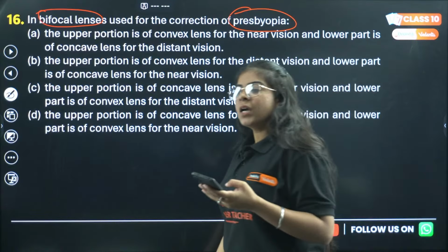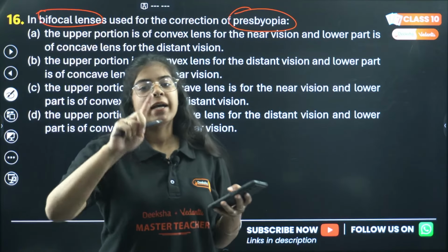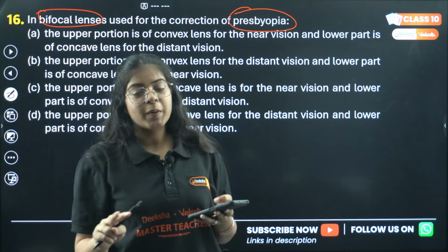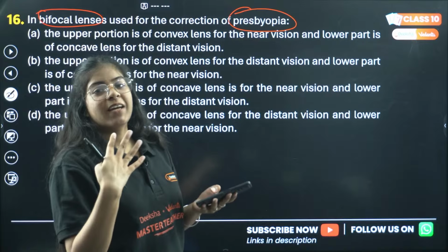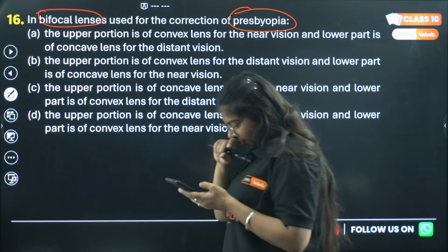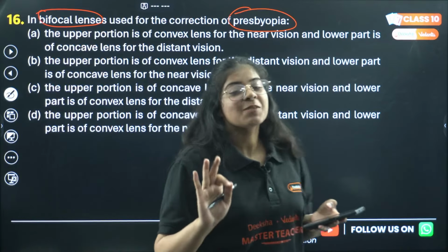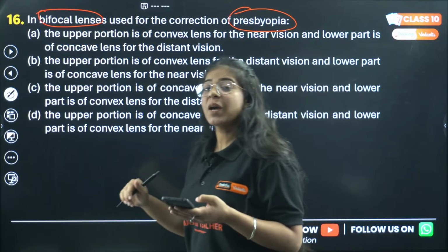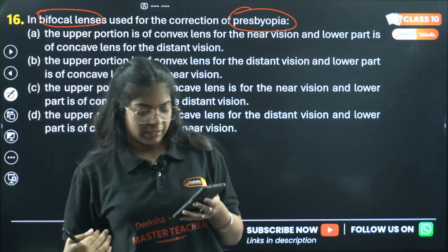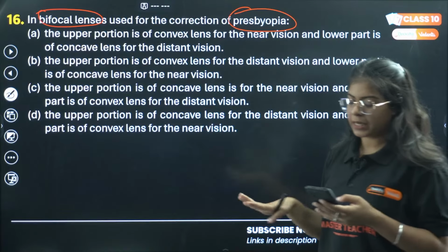Presbyopia is when, see, there are three kinds of defects: myopia, hypermetropia, presbyopia. In myopia, the person can't see the objects that are far away. In hypermetropia, the person can't see the objects that are very near, nearer than 25 centimeter, or near point. Cute chapter Rohit is writing. And presbyopia is someone who can't see either the farther distance or the near distance. They need help in seeing both farther objects and nearer objects.